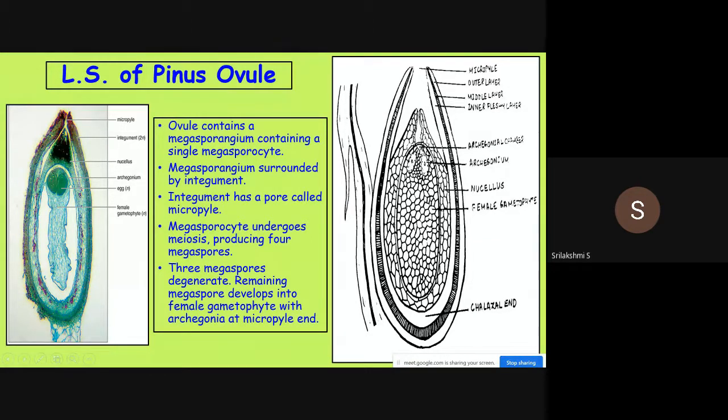Now this archegonial chamber is present towards the micropylar region. So towards the micropylar region, you will find the archegonial chamber, which will show the presence of 2 to 4 archegonia. So archegonia are all very simple structures with probably 2 or 4 neck cells and 1 venter-canal cell and 1 egg cell.